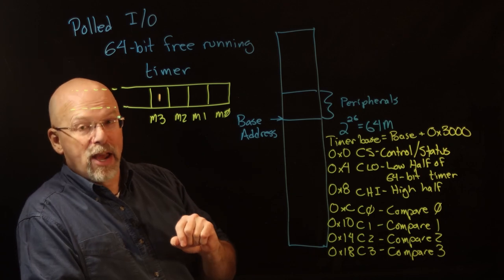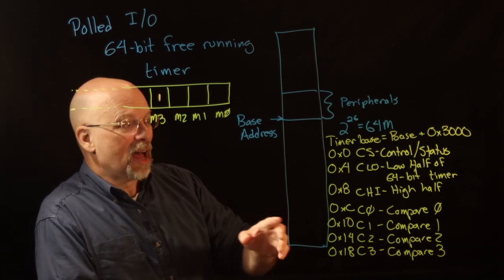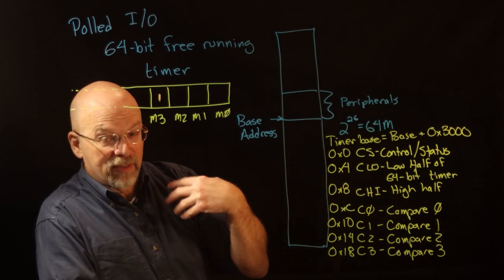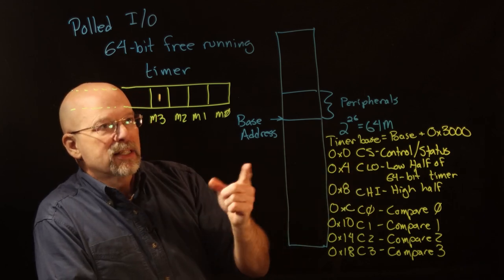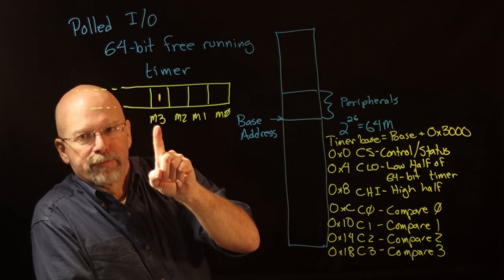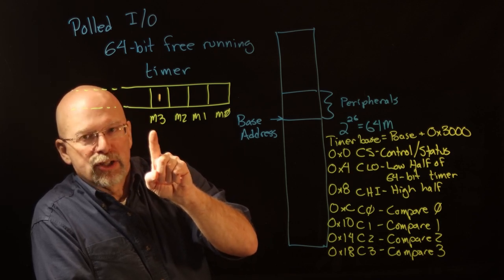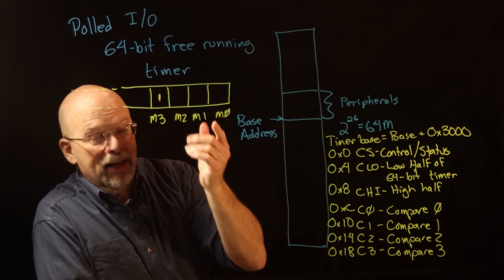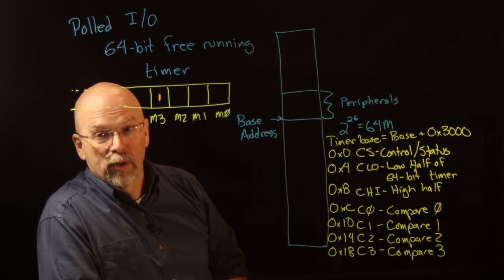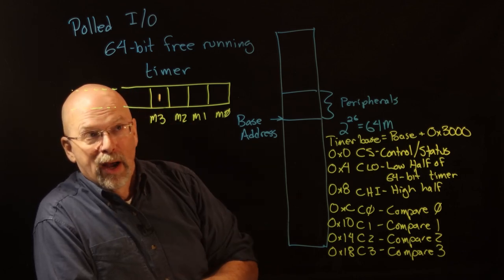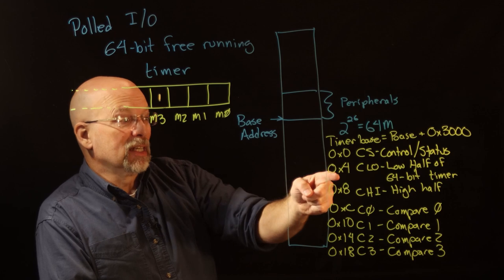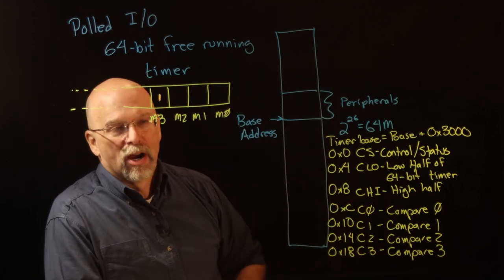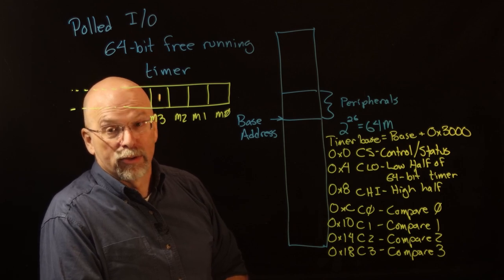It's still polled I/O. But this time, instead of doing a compare to see if CLO is equal to the value that I've calculated and stored locally, all I have to do is simply read M3. And I keep reading M3, and as long as M3 is equal to 0, the CLO hasn't reached the value we're looking for. Once it's equal to a 1, we know that CLO has gone 1 million increments. It has equaled our compare register C3.